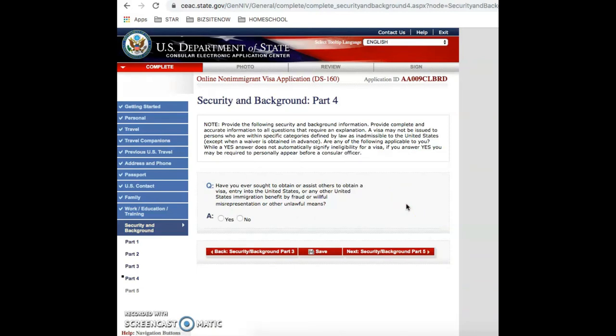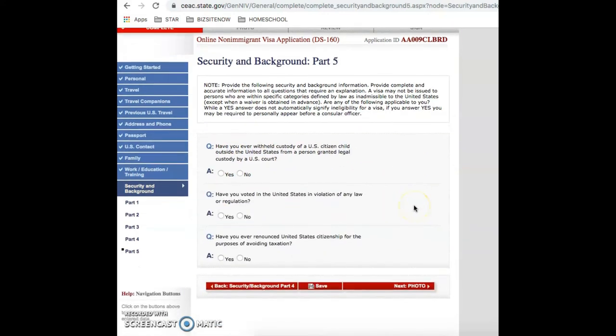Have you ever sought to obtain or assist others to obtain a visa entry into the United States or any other United States immigration benefit by fraud or willful misrepresentation or other unlawful means? Of course, no. No din ang sagot ko dyan. And then next, in part 5. Have you ever withheld custody of a U.S. citizen child outside the United States from a person granted legal custody by a U.S. court? Of course, no. Have you voted in the United States in violation of any law or regulation? No. Have you ever renounced United States citizenship for the purposes of avoiding taxation? Of course, no.